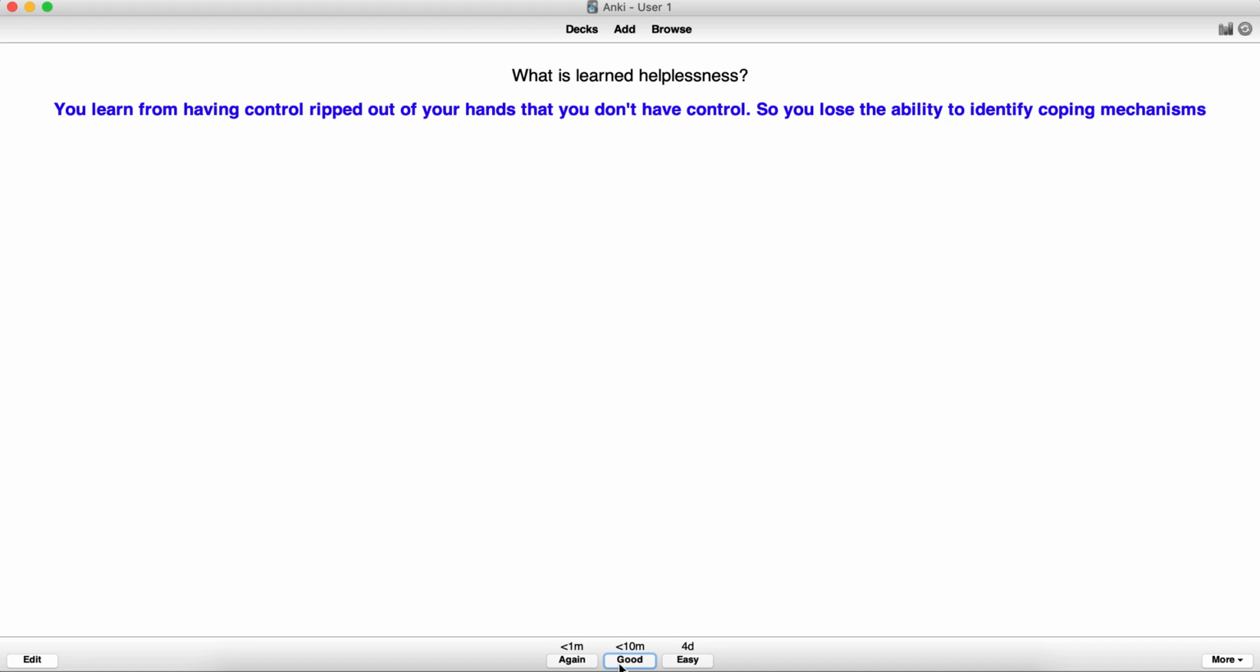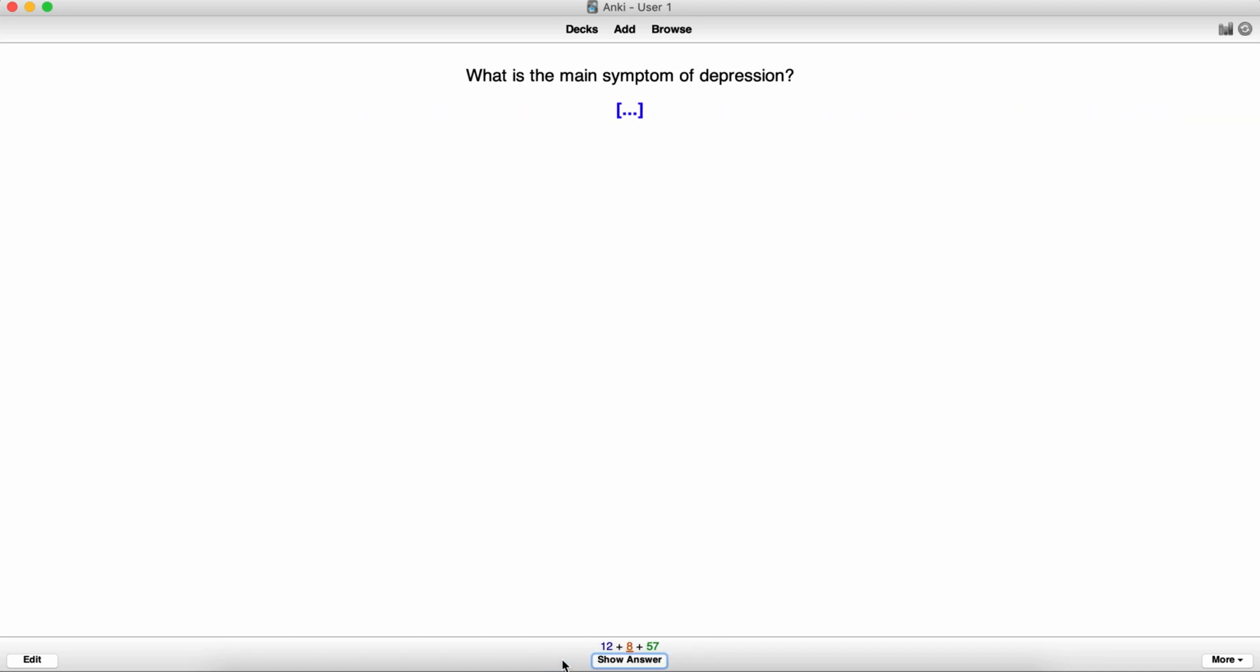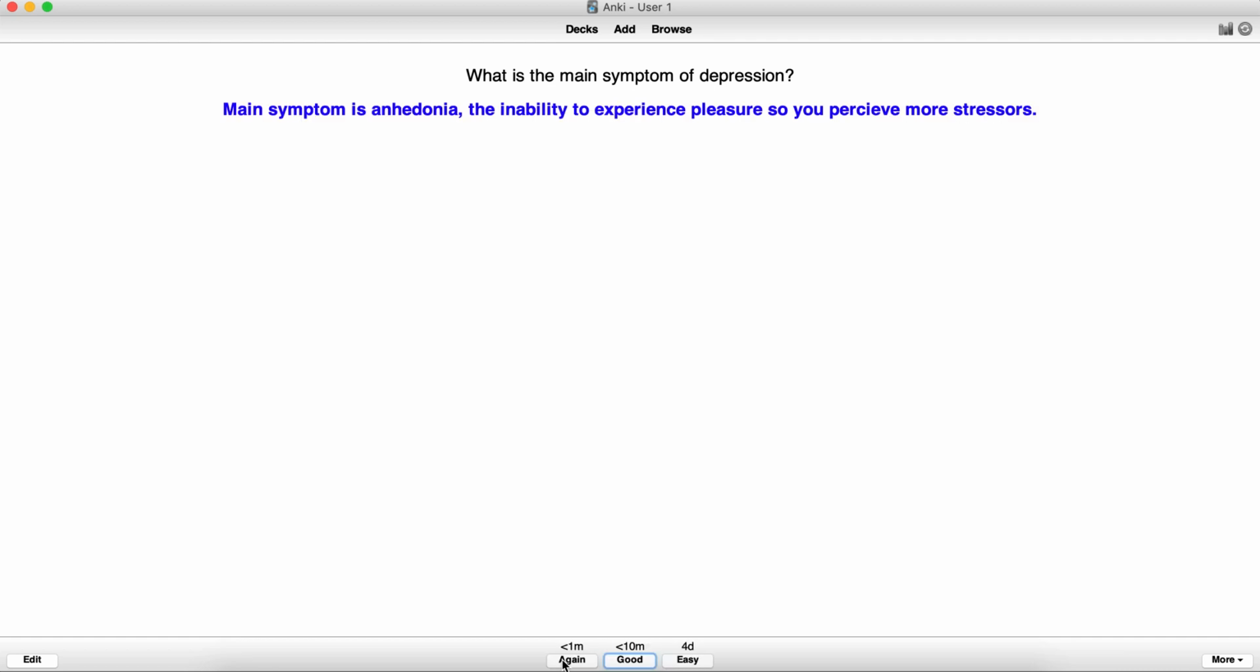Learned helplessness. You lose the ability to identify coping mechanisms because you learn based on past experience that when you have control ripped out of your hands, you don't have control, and thus you are less likely to have a coping mechanism. Main symptom of depression is anhedonia, in which you're unable to receive pleasure, so you perceive more stressors. Anhedonia.